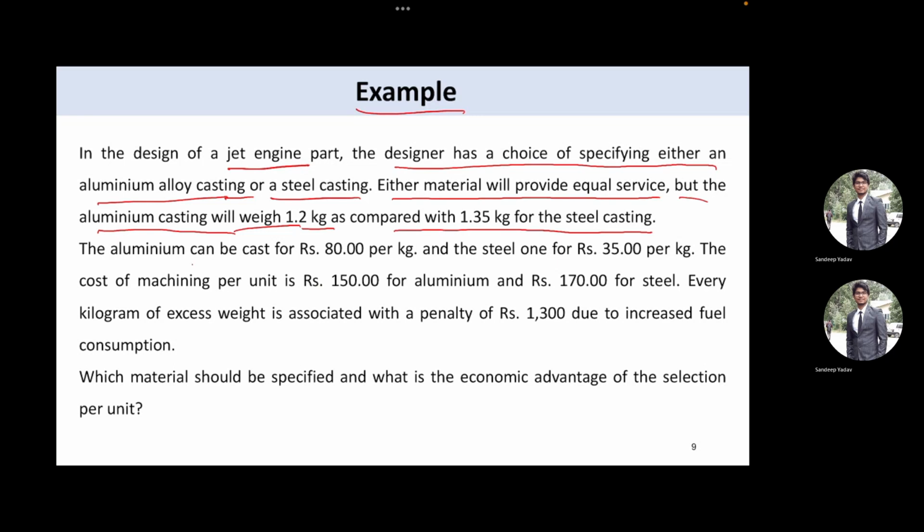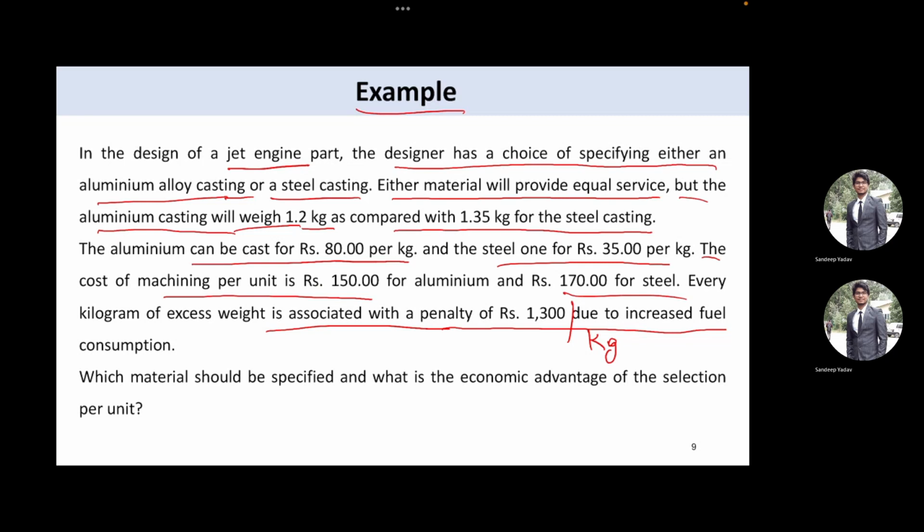Now the aluminum can be cast for 80 rupees per kg and the steel can be cast for 35 rupees per kg. The cost of machining per unit is 150 rupees for aluminum and 170 rupees for steel. Every kilogram of excess weight is associated with a penalty of 1300 due to an increased fuel consumption. That is per kg. So which material should we specify and what is the economic advantage of the selection per unit? Now let's solve this.